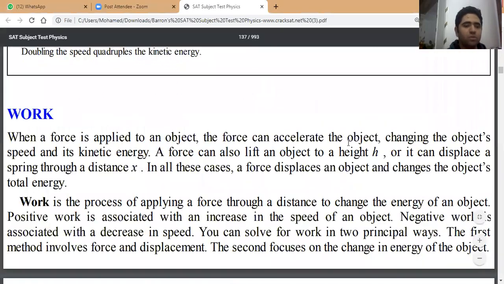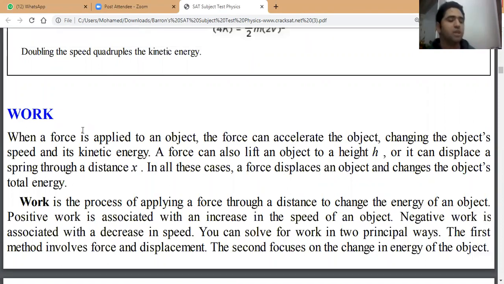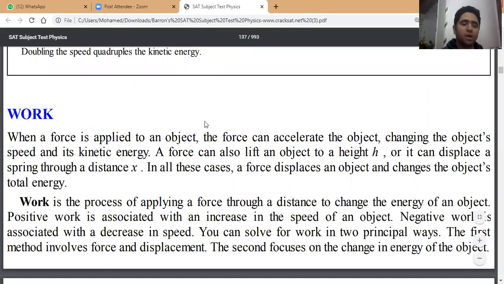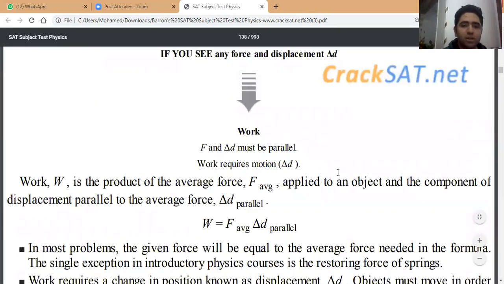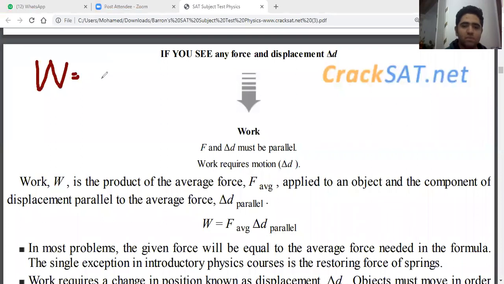Okay, now we move on to work. Work is a very important phenomenon to understand in physics. Work is the process of applying force through a distance. So work is basically force times displacement. It's always like that. What we have here is work equals the average force times the displacement parallel. Now, what does this mean?